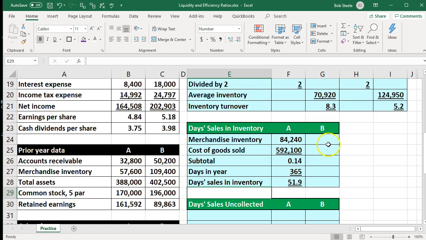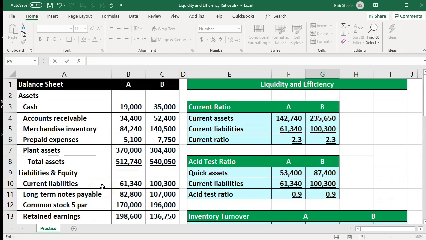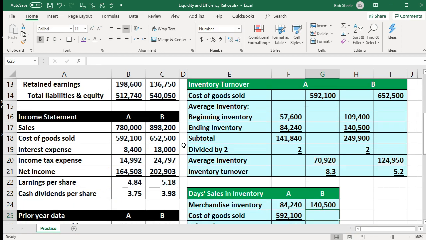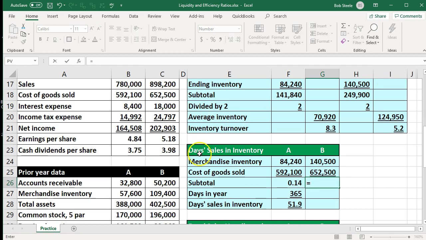Let's do the same thing for B here. We're going to say the merchandise inventory at the end of the time period. Ending merchandise inventory is going to be equal to the balance sheet item for B, 140,500. We're then looking for the cost of goods sold equal to the 652,500 on the income statement. Then we'll divide those two out. This is equal to the 140,500 divided by the 652,500, and that gives us the 0.22. We'll then multiply that by the 365, the number of days in a year, which is the 0.22 times the 365 days, giving us the 78.6.